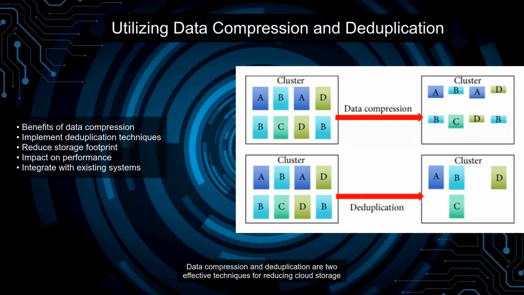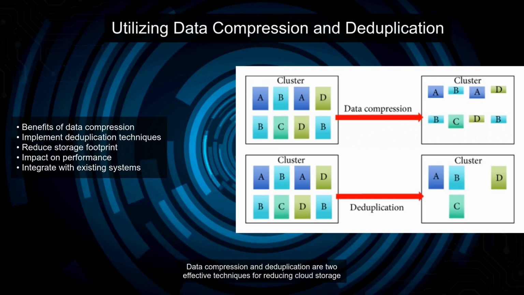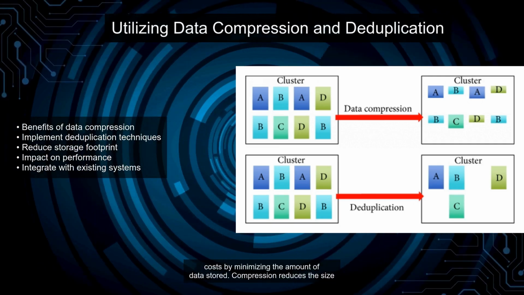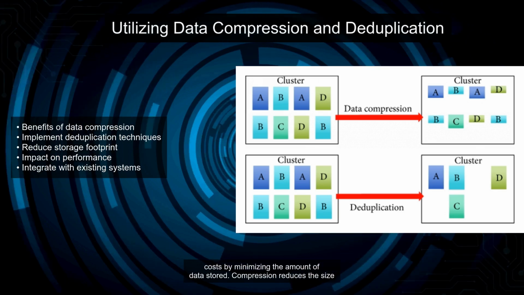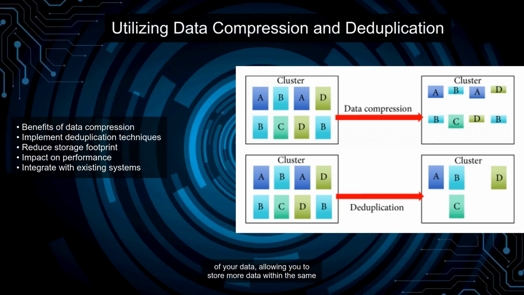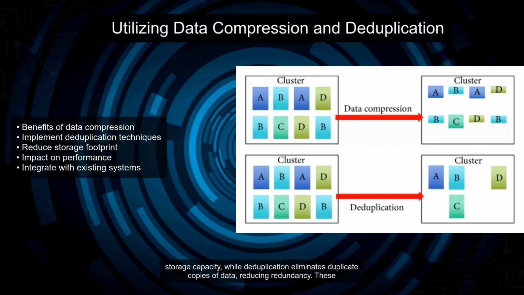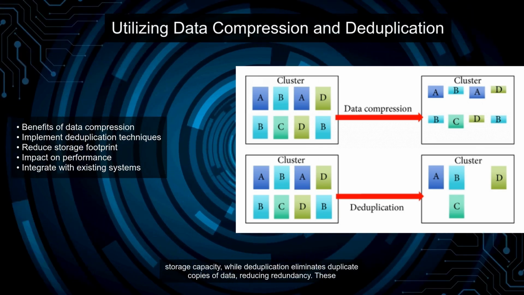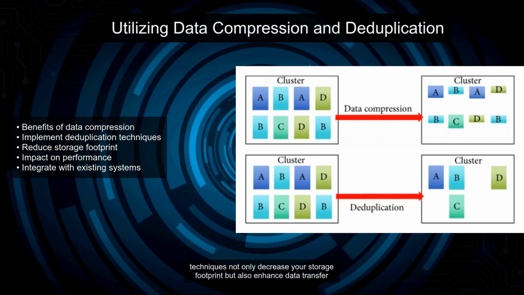Data compression and deduplication are two effective techniques for reducing cloud storage costs by minimizing the amount of data stored. Compression reduces the size of your data, allowing you to store more data within the same storage capacity, while deduplication eliminates duplicate copies of data, reducing redundancy.